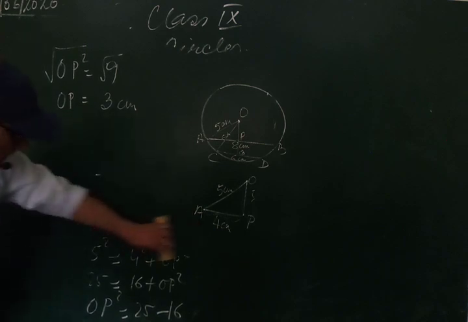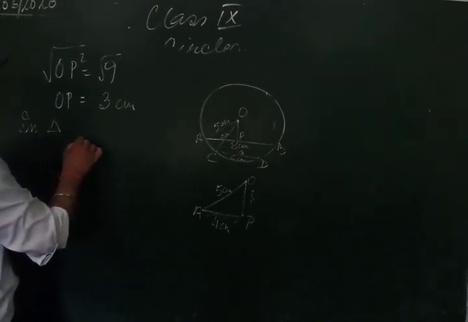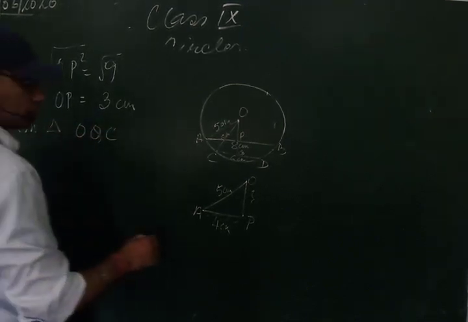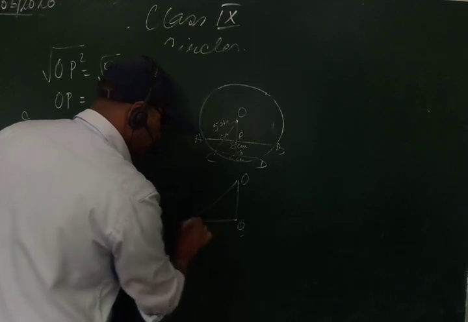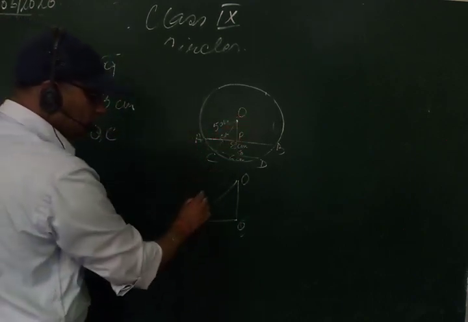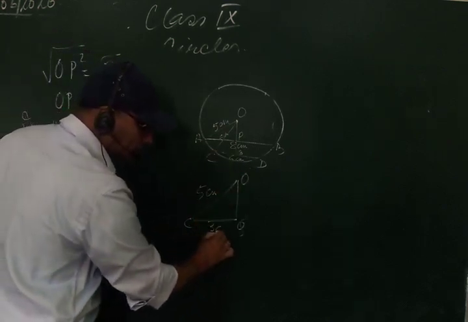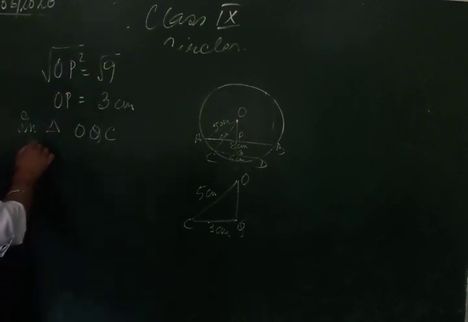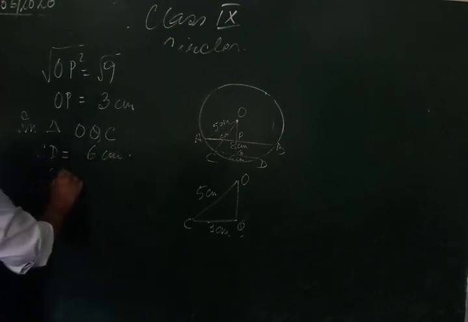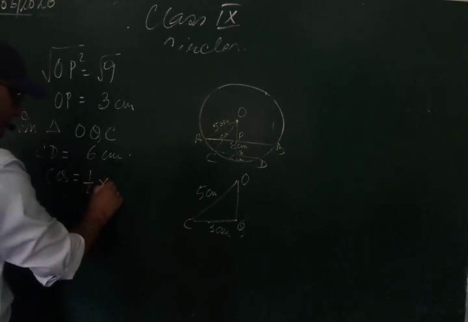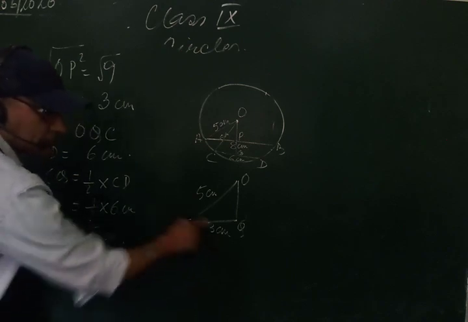Now, we are going to take the other triangle. In triangle OQC, we are going to take this triangle, OQC. Again, OC is 5 centimeters. CD has been given as 6 centimeters. We have to show our workings. CD is equal to 6 centimeters. CQ will be equal to half of CD, or CQ is equal to half into 6 centimeters, which is equal to 3 centimeters. So this is 3 centimeters.